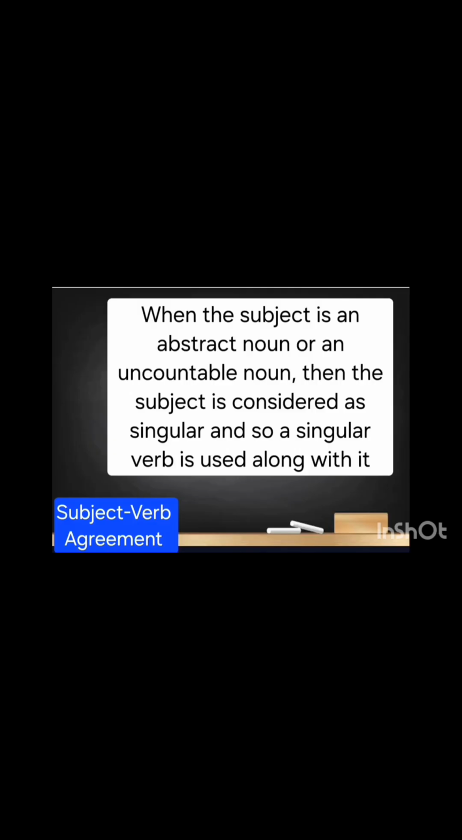The next rule is that when the subject is an abstract noun or an uncountable noun, then the subject is considered as singular.